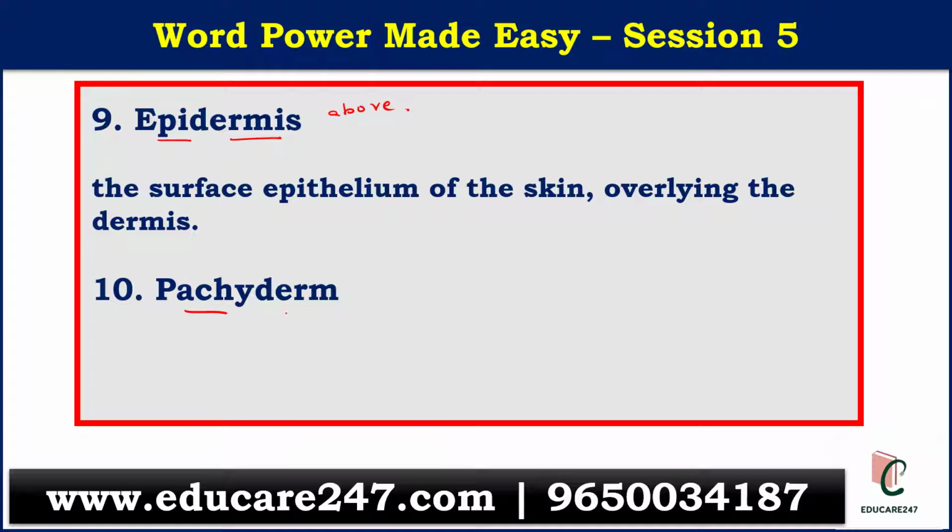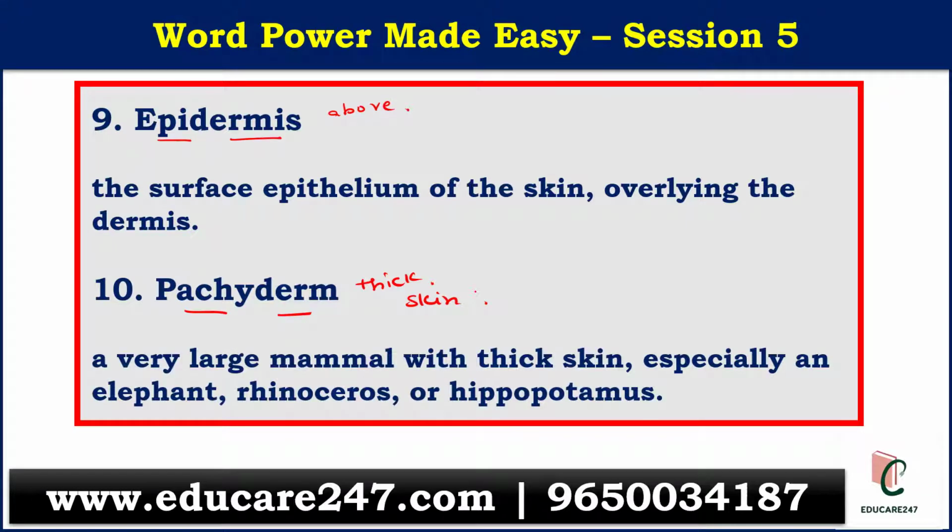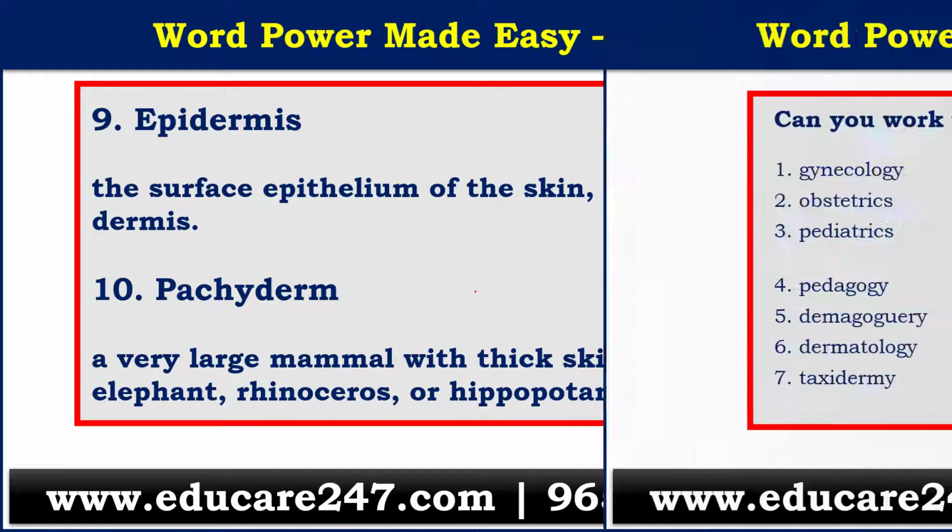Next is pachydermy. Pachy, if you remember in the root words, it was thick and derm is skin. So pachydermy will be a very large mammal with thick skin, especially an elephant, rhinoceros, hippopotamus, or even crocodiles you can take. So they have a very thick skin which is very difficult to penetrate. So it will be termed as a pachyderm.